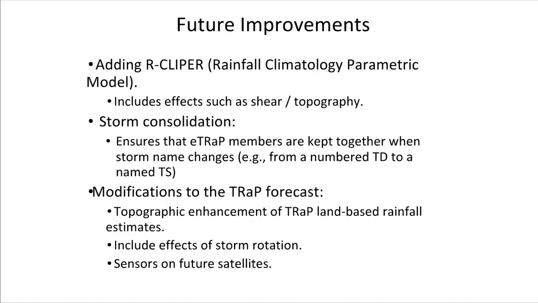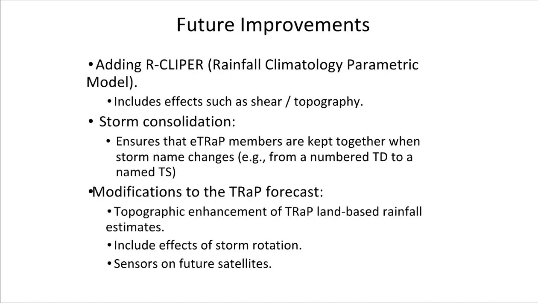Future improvements include adding RClipper, which is the rainfall climatology parametric model, to include effects such as shear and topography. Storm consolidation, this ensures that eTRAP members are kept together when storm name changes, for example, from a numbered tropical depression to a named tropical storm.